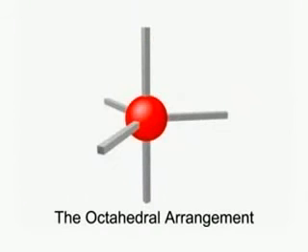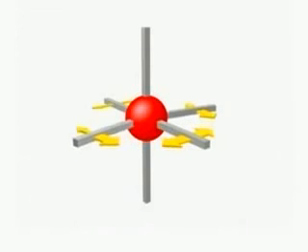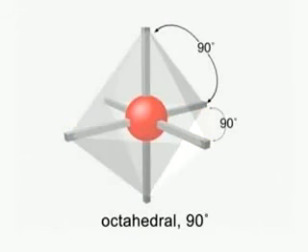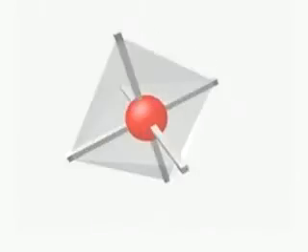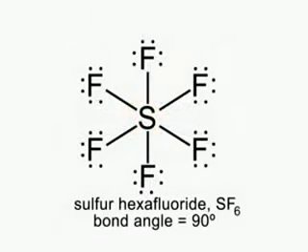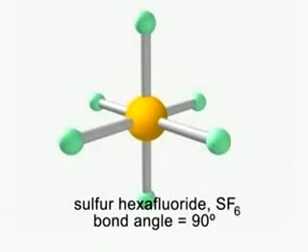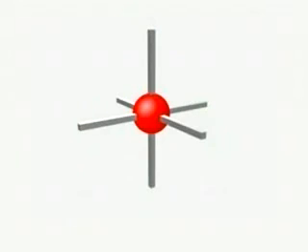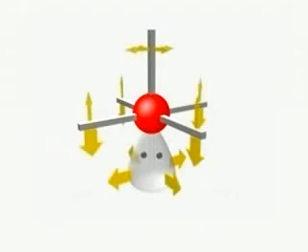The final common arrangement has 6 electron groups attached to the central atom. Repulsions are minimized when the groups point to the corners of an octahedron, and thus lie 90 degrees apart. Sulfur hexafluoride has an octahedral shape. Unlike the trigonal bipyramid, all positions are equivalent in an octahedron.